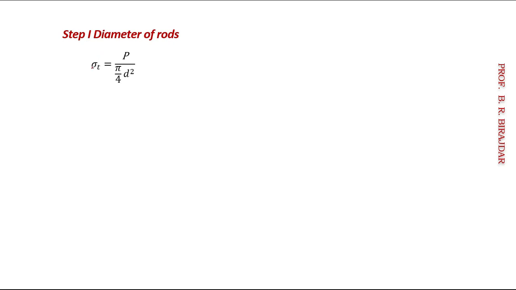So by considering that, stress is equal to force upon the area. As this is the circular one, then we will get pi by 4 d square. Now as they have given the tensile load and already we calculated the allowable stress, that is tensile stress, we will put this value. Then the unknown is what? The diameter d, and that we can calculate easily.